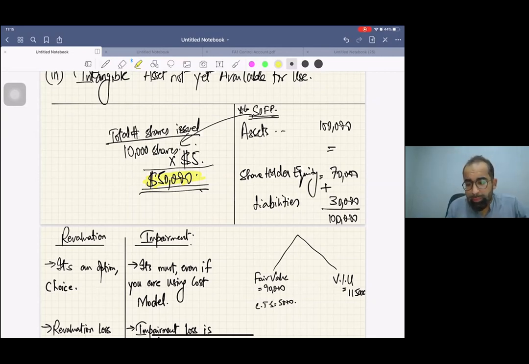So in the market, people are just ready to pay only 50,000 for the whole equity of this company. But look at here. In the company's balance sheet, in the SOFP, we are reporting the total equity as 70,000.